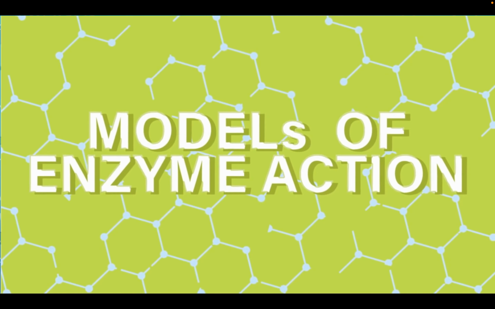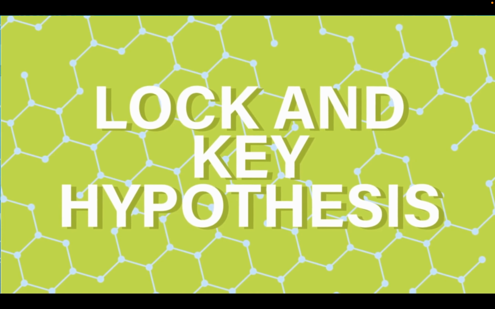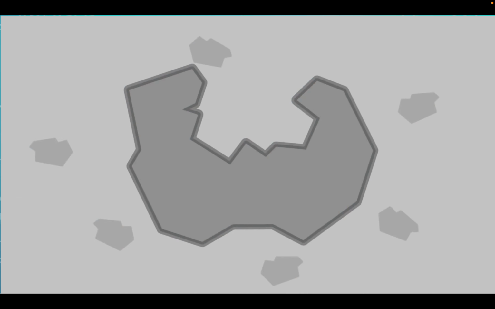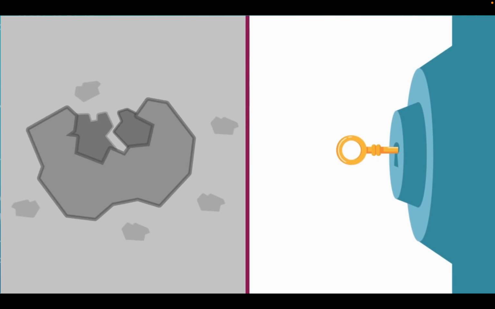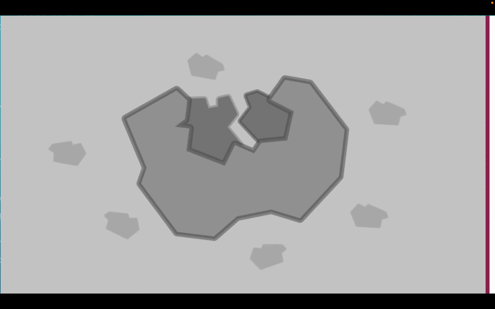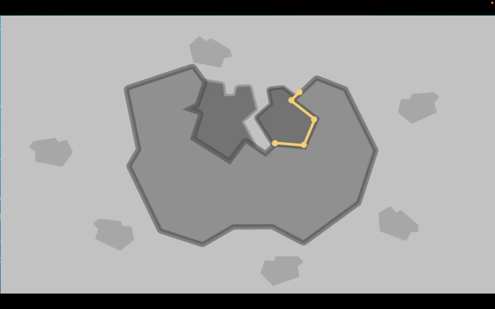Models of enzyme action. Lock and key hypothesis. This is the simplest model to represent how an enzyme works. The substrate simply fits into the active site to form a reaction intermediate. Just like the key fits in its specific lock, the shape isn't changed here. Rather, the structure of the substrate absolutely complements the structure of the enzyme, like puzzle pieces.